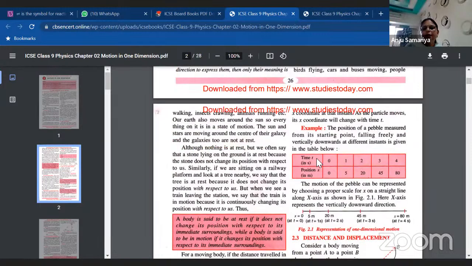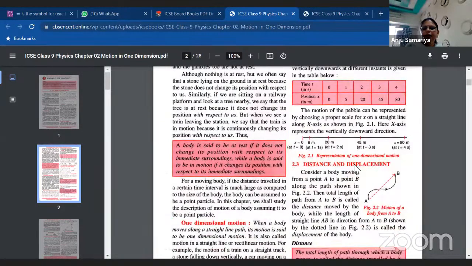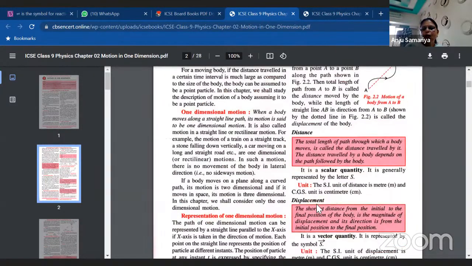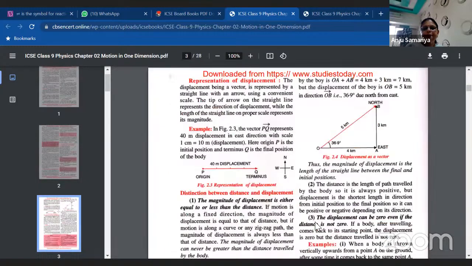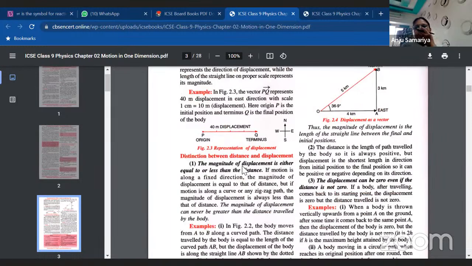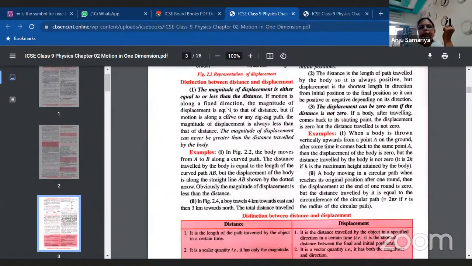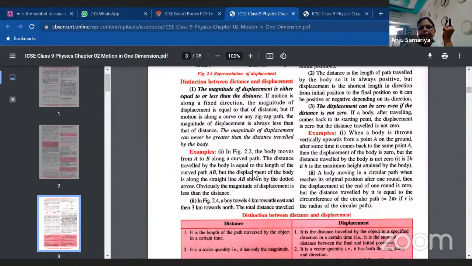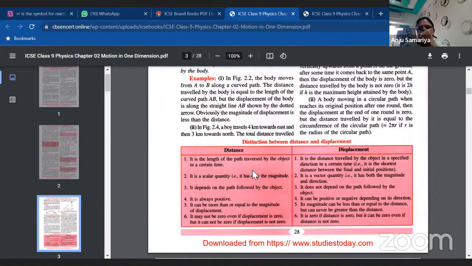That I'll be doing in part 2. Okay. Now then we did distance and displacement. We also did that distance is a scalar quantity, displacement is a vector quantity. And we did that displacement can be 0 even if the distance is not 0, isn't it? The magnitude of displacement can either be equal to or less than the distance. So distance and displacement, we did the differences also.